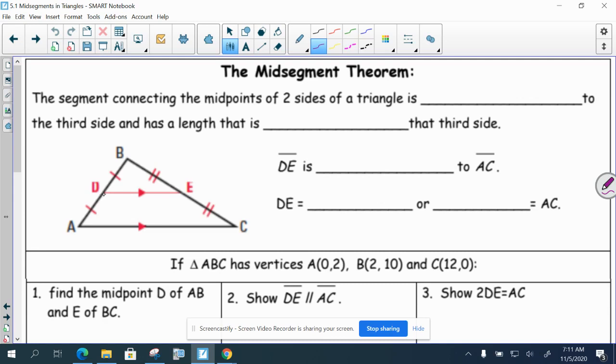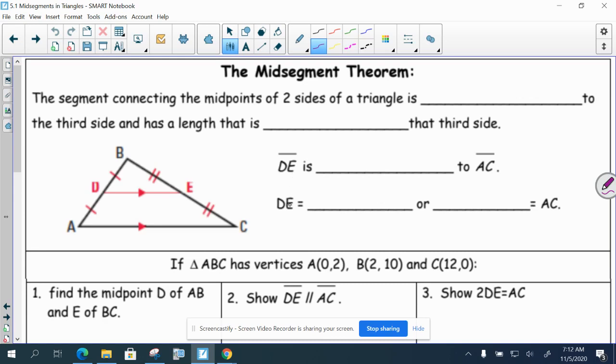If it's a midpoint, look at point D here, then it bisects the side AB. So AD and DB would be congruent and half of the length of AB. And a mid-segment has two properties. A mid-segment is half of the length of the opposite side. You already wrote this down, so you don't need to write it down again unless you want to.